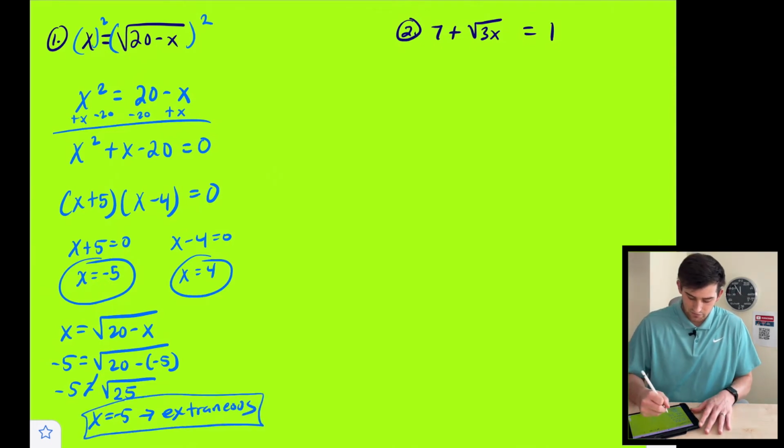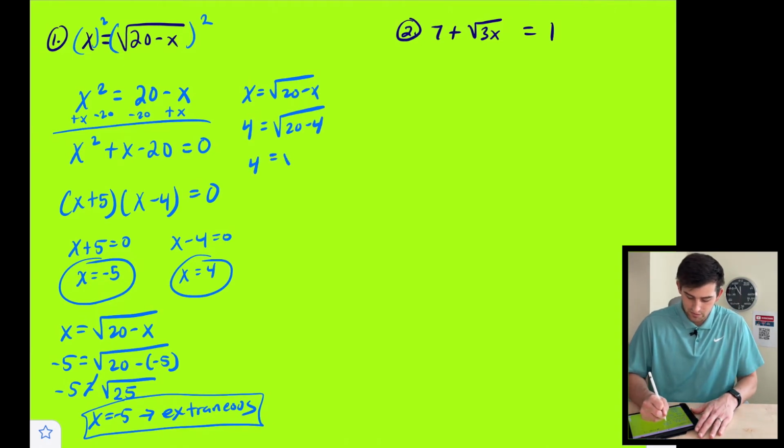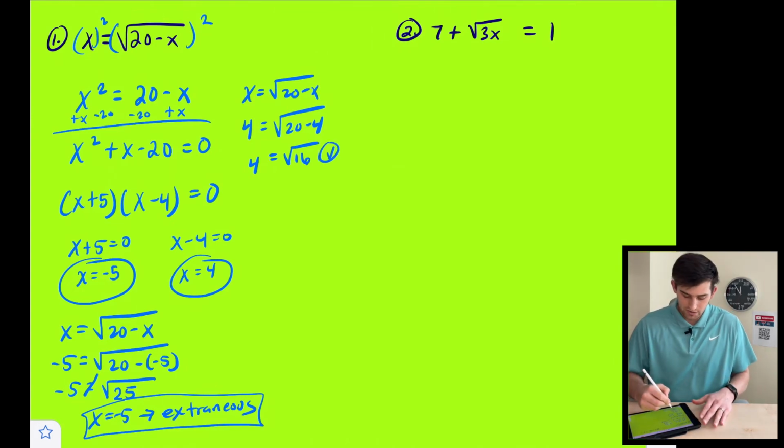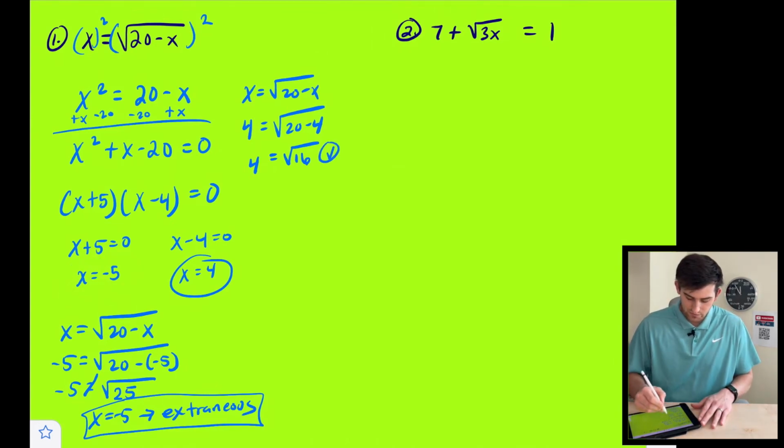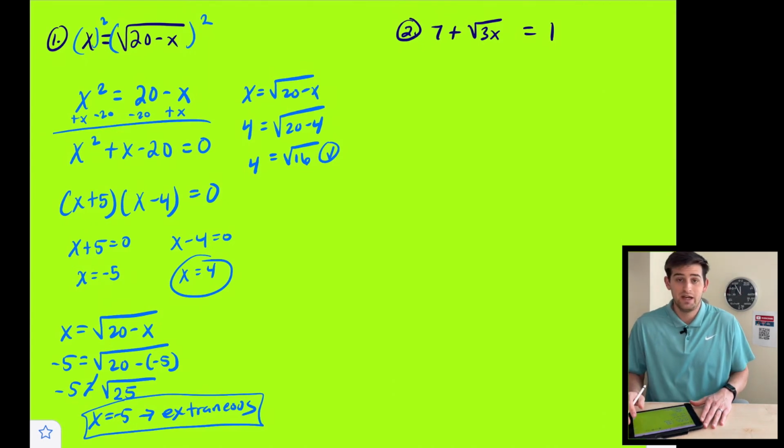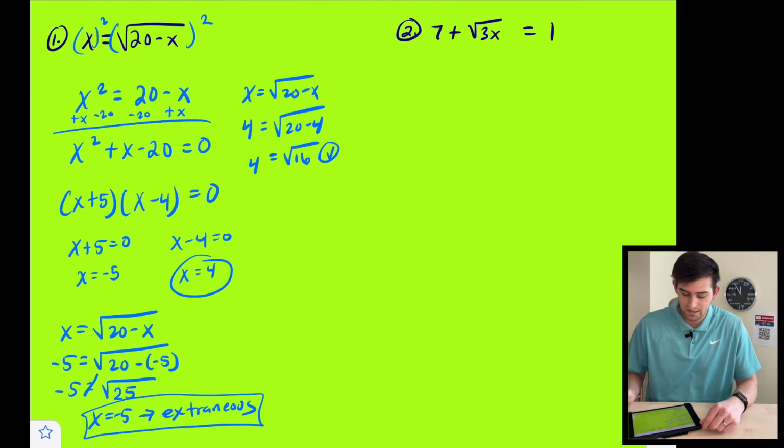All right, now let's check 4. If we said x equals the square root of 20 minus x, and we plug in 4 here, and we plug in 4 right there, now this is 4 is equal to the square root of 16, and that one would be true, right? So our only solution here would be x equals 4 and not x equals -5, because -5 would be an extraneous solution, okay? Now let's look at the second example.